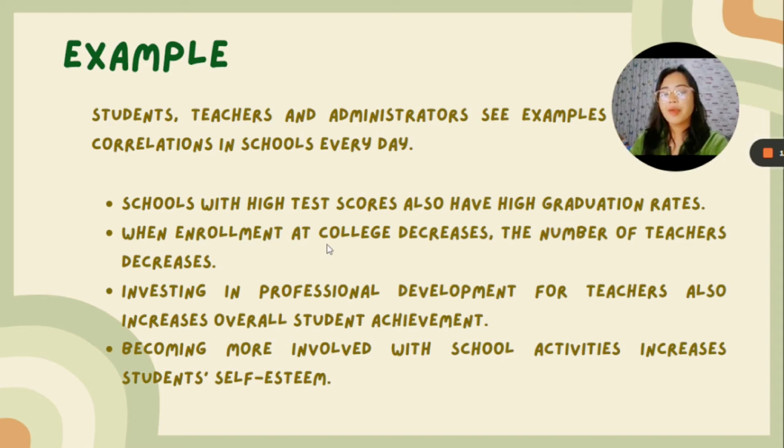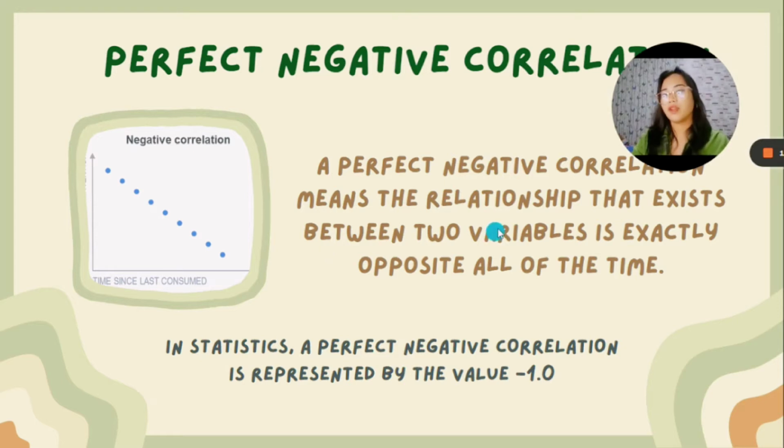Last, becoming more involved with school activities increases students' self-esteem. So if a student becomes more involved with school activities and gets used to it, of course, that will also build the student's self-esteem. So that is an example of perfect positive correlation.